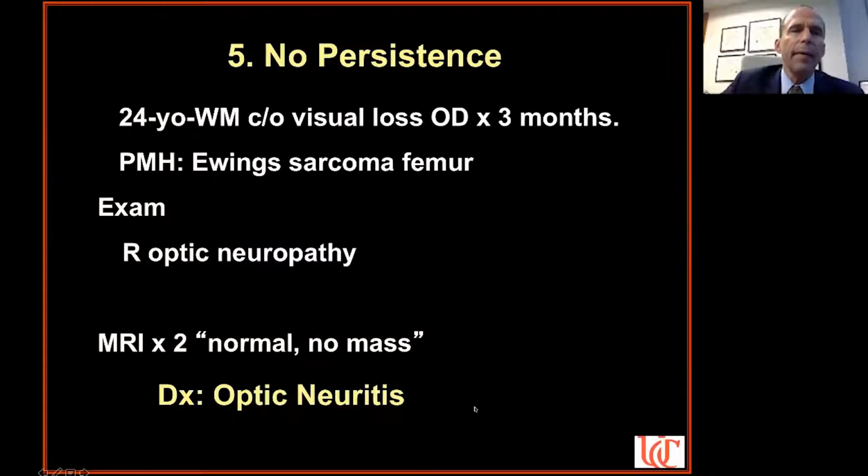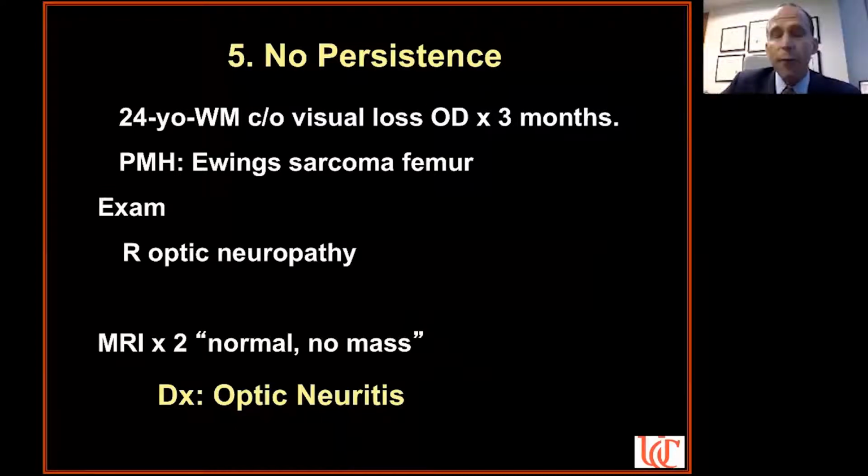And then the fifth problem, the fifth difficulty, or what I call pitfall, is no persistence. So this is a young guy who complains of vision loss in the right eye for 3 months. He does have an important past medical history, Ewing's sarcoma of the femur, treated some years ago, and he was thought to be disease-free. He had, on examination, a right optic neuropathy.